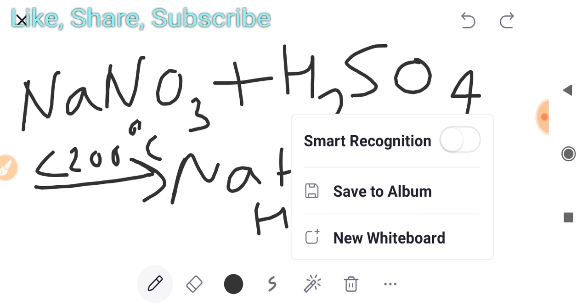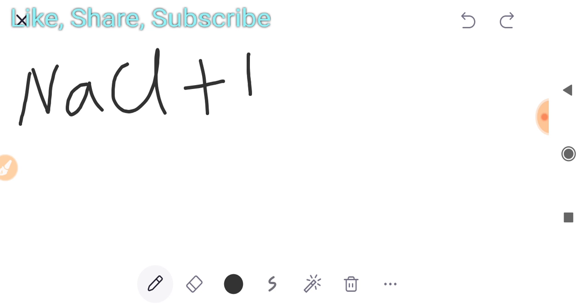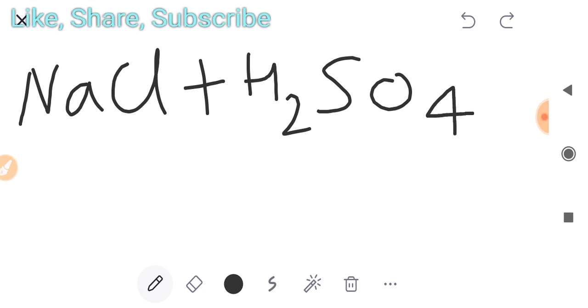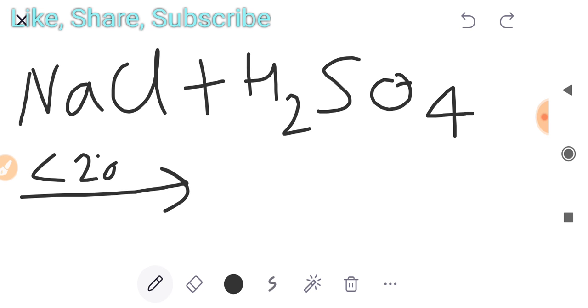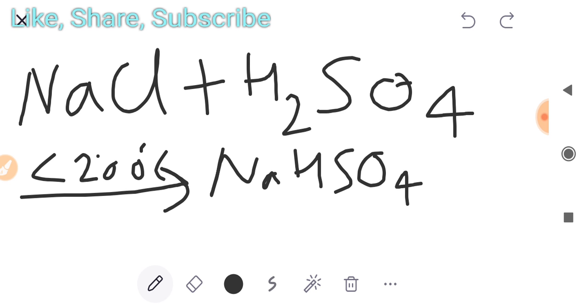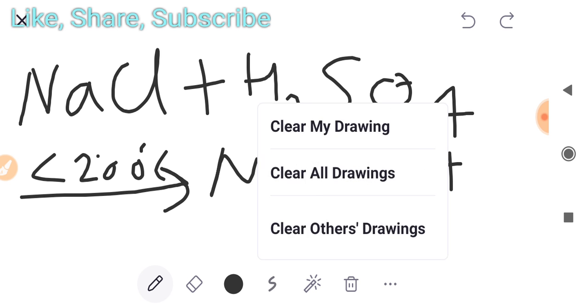Now we will see how it is used to form HCl. When NaCl reacts with H2SO4 at a temperature not more than 200 degrees centigrade, it forms NaHSO4 plus HCl. So these are mainly the reactions which will be asked in exams, in sulfuric acid, chapter 1.